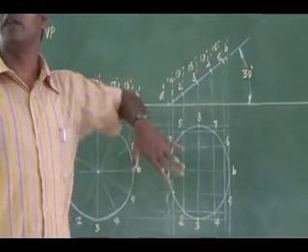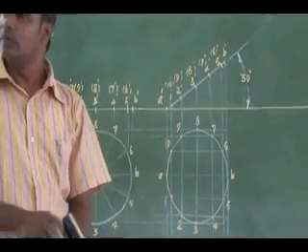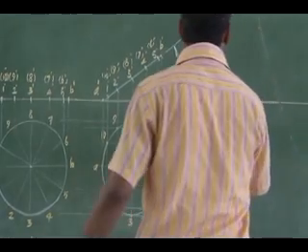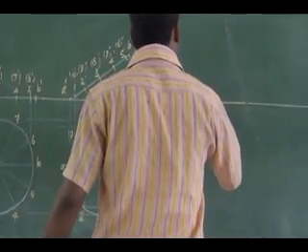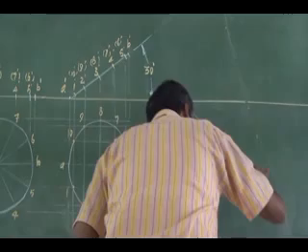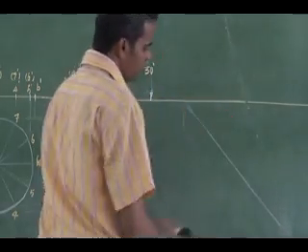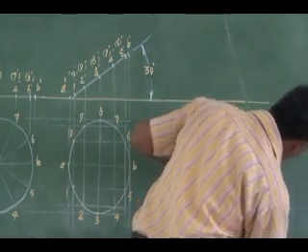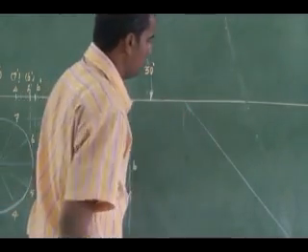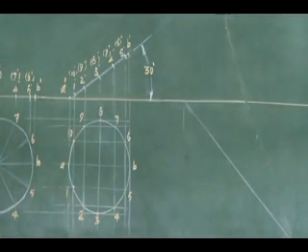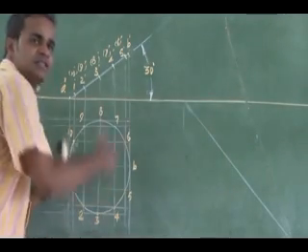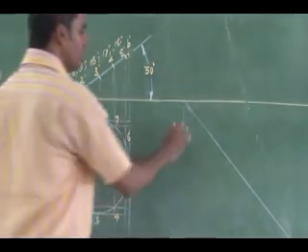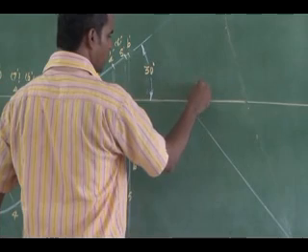Now where do I have to draw that 40 degree line? Okay, on VP I have to draw a 40 degree line. So how can I reproduce this previous top view to the 40 degree one? Okay, this is going to be 40 degree.